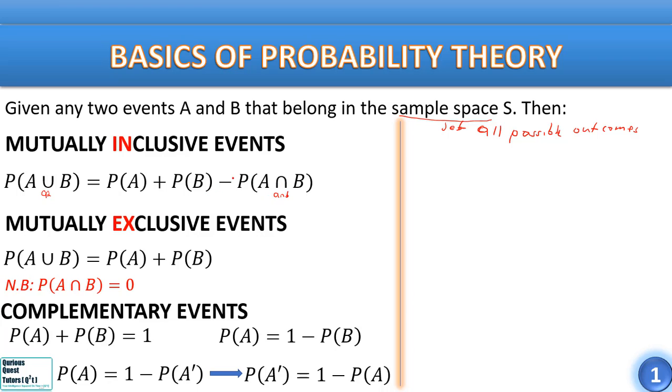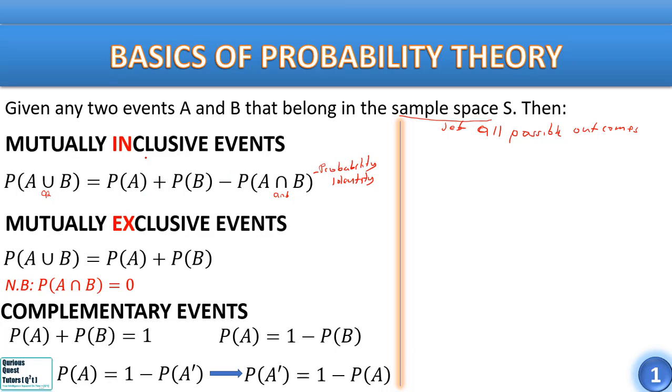So when you're given a situation where these events are mutually inclusive, we use this formula, which is called the probability identity. This is the formula that is used a lot. If you are asked to verify whether events are mutually inclusive or not, you would use this formula and make sure that the probability of A or B equals this side here.